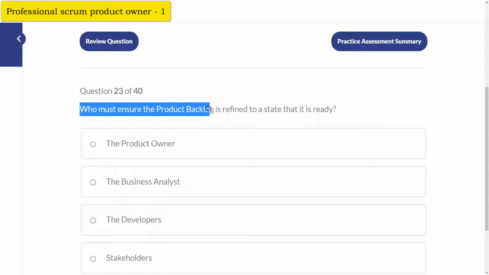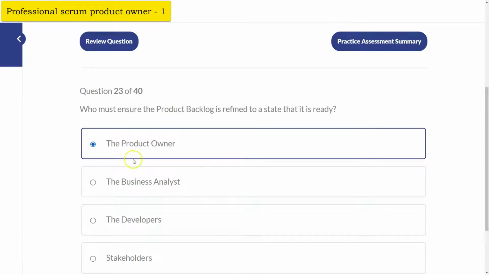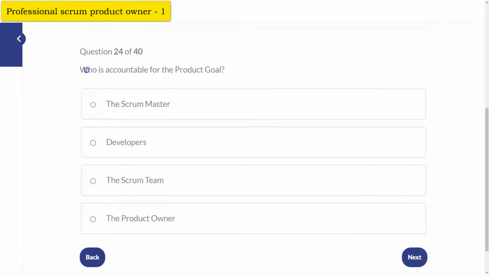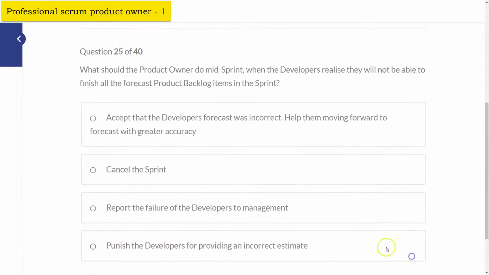Who must ensure the product backlog is refined to a state that it is ready? Guys, as I mentioned earlier, product backlog is always the responsibility of the product owner. Alright guys, next question. Who is accountable for the product goal? So it is always the product owner.